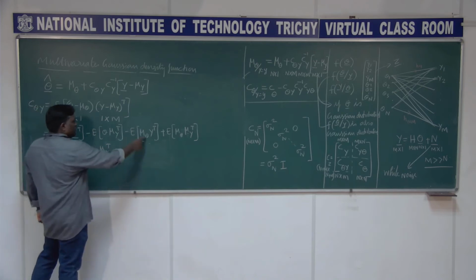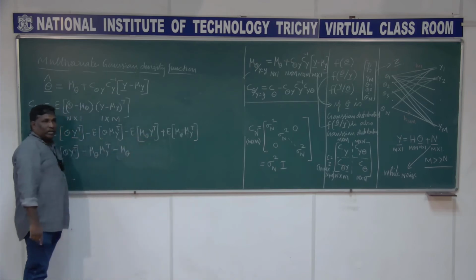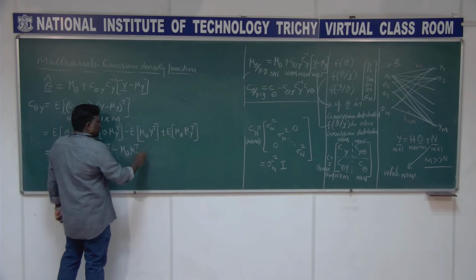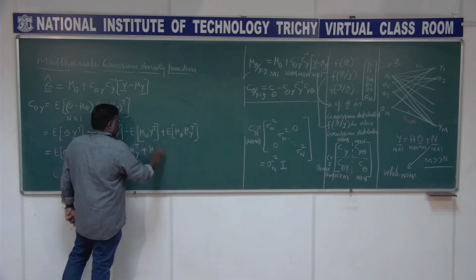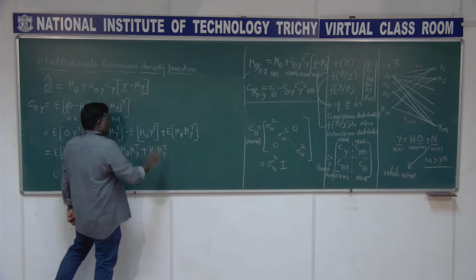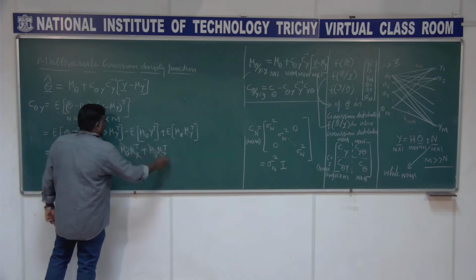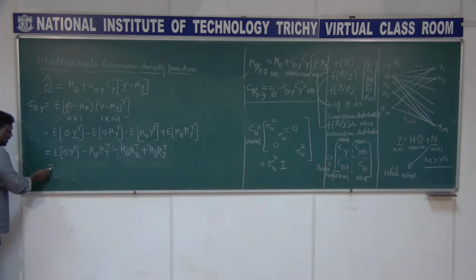Minus, here mu theta is constant, that I can take outside. Expectation of y transpose is mu y transpose. And similarly here both are constant, so I can write it as mu theta mu y transpose. Expectation vanishes in this case, and these two get cancelled. You get this expression like this, but still I can simplify.